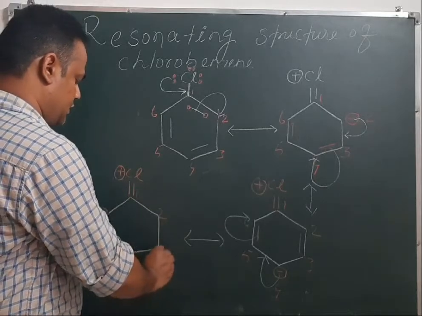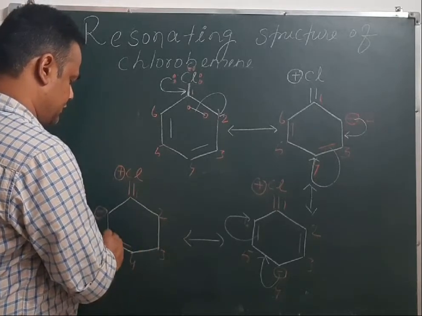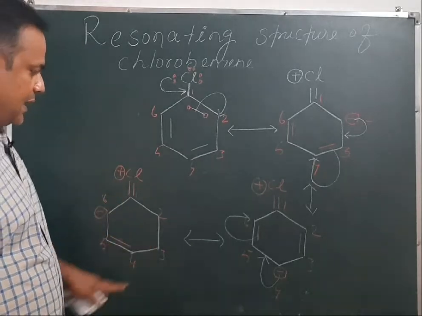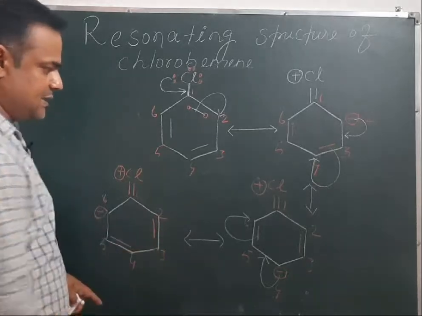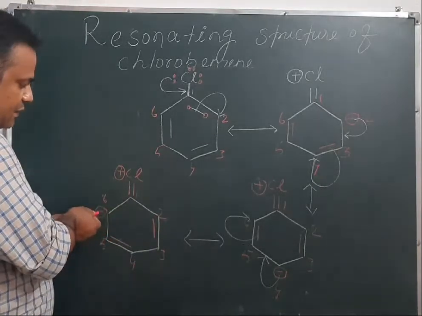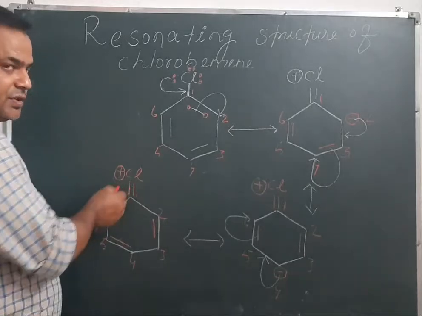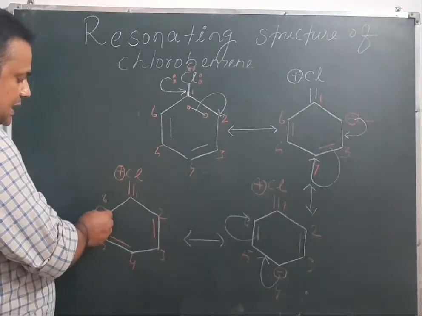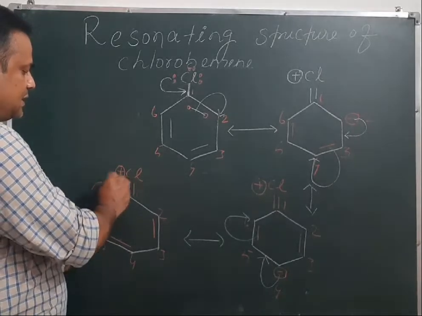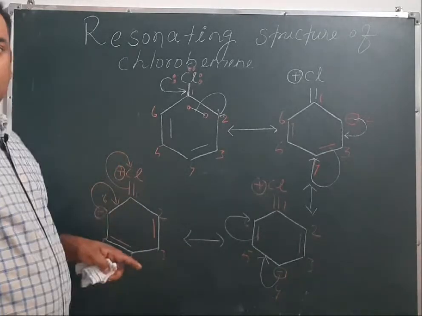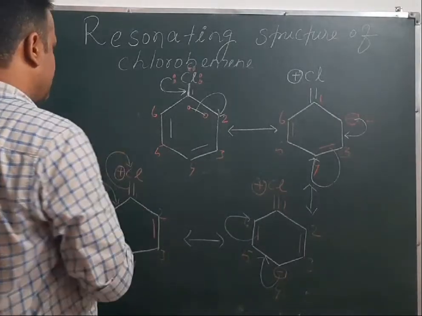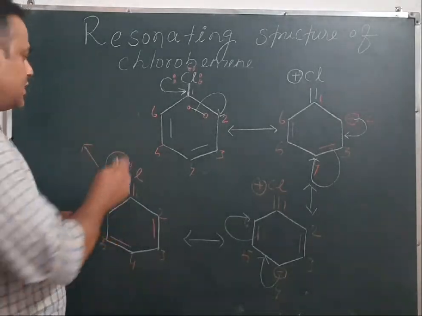1, 2, 3, 4, 5 and 6, and this double bond will remain as it is between 2 and 3. And then again, if you see, this electron pair is in conjugation with this double bond: electron pair, single, double. So again this movement will take place, and this electron pair will shift to the chlorine atom, and we'll have the next resonating structure.